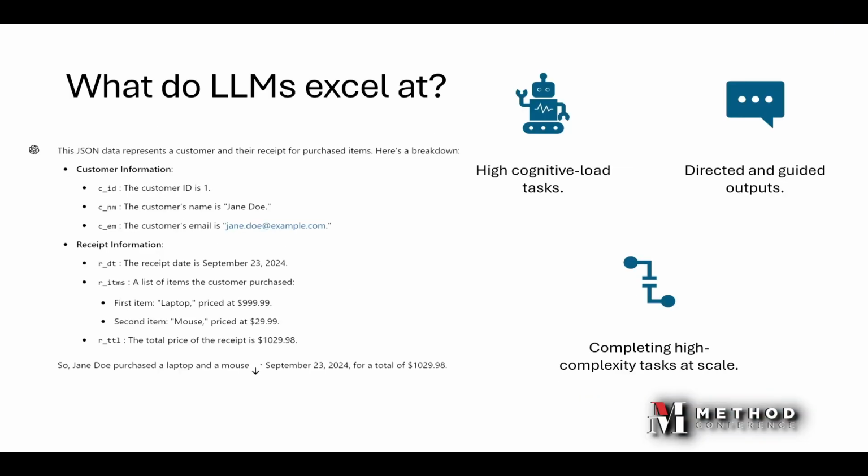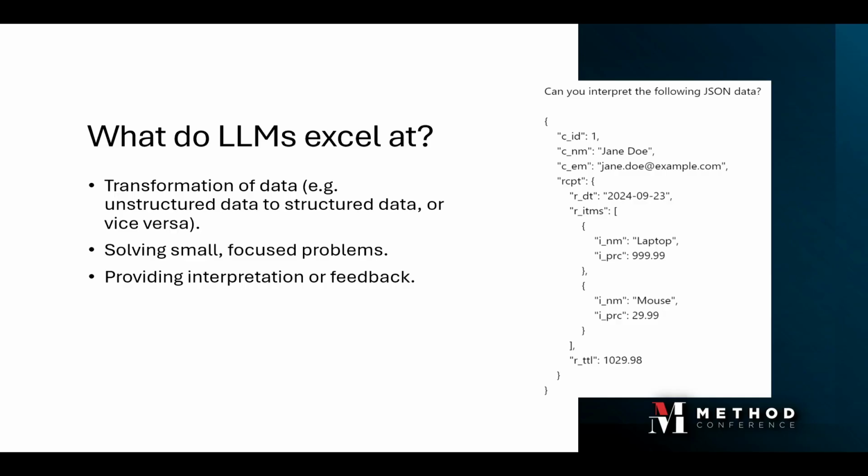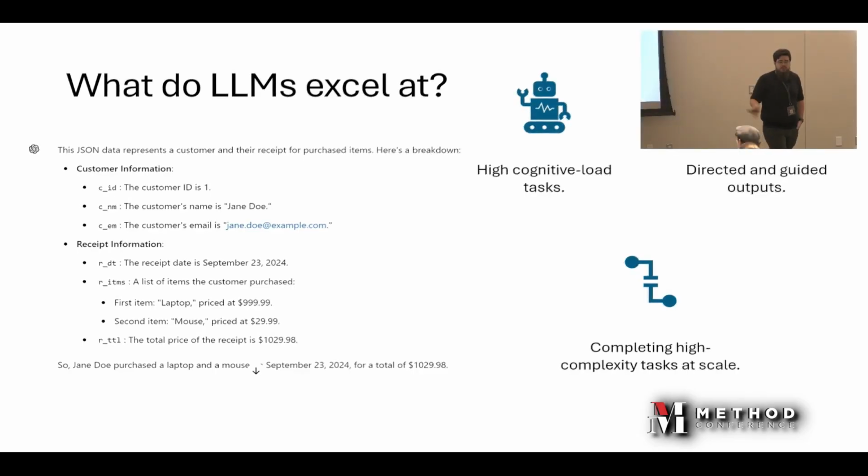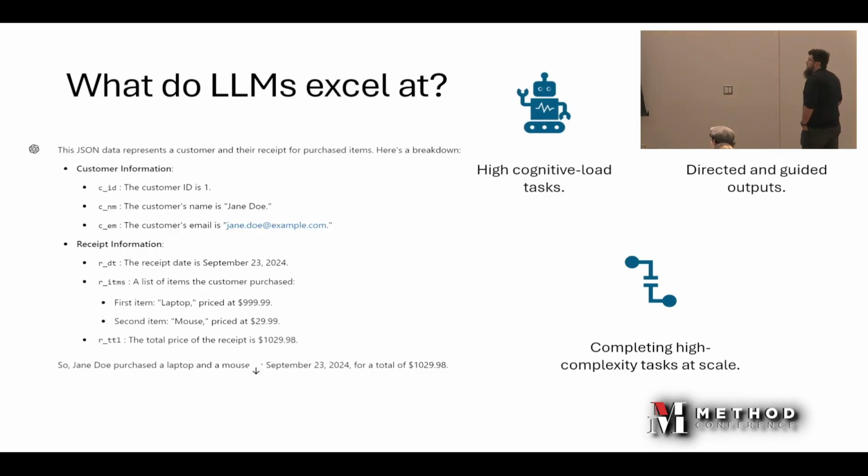So what do they excel at, right? If you look at this JSON slide, I'll give you one chance to look at it. We have a name, a phone number, a receipt with items, right? So I asked it, can you please summarize that, right? So we just went from structured data to unstructured output, just human text, right? And to continue this thought about what they're good at, they're really good at cognitive load tasks, right?